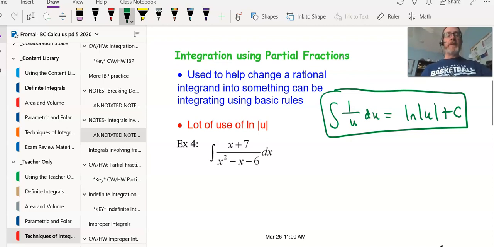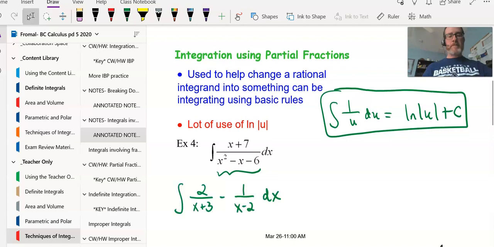All right? So this first example, we actually did the decomposition of this in the last video, so I'm not going to redo it. I'm going to pause. You guys can either try it again or go back and look at the last set of notes and just write down what the decomposition was. So I hope you got the same answer as we did last time, and here it is, 2 over x plus 3 minus 1 over x minus 2.